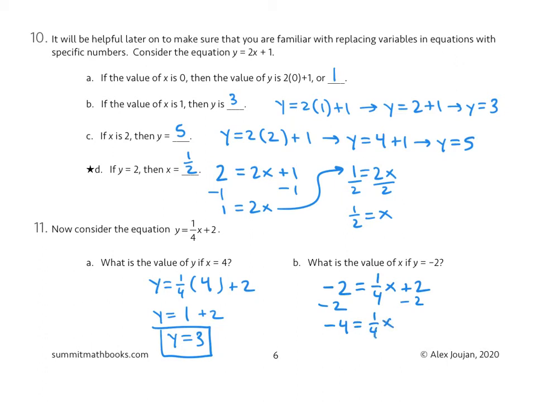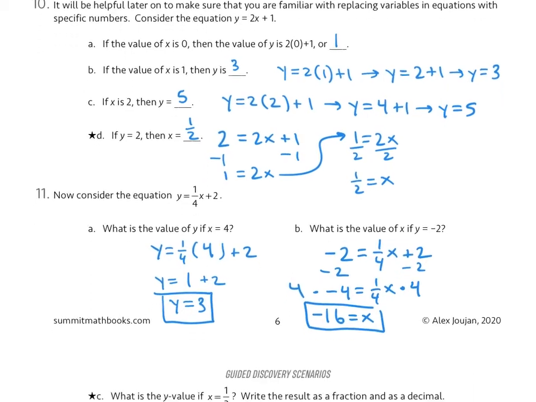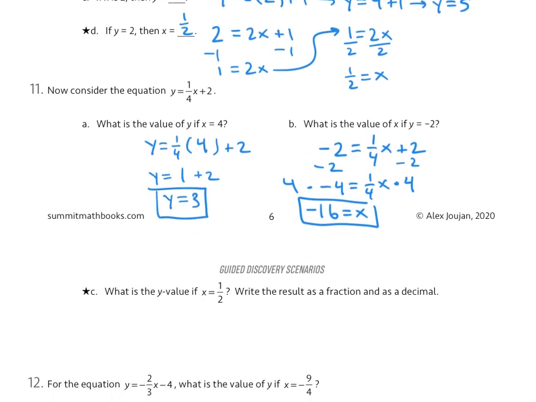If I don't know, I can undo multiplying by 1/4 by multiplying both sides by the reciprocal of 1/4, which is 4. Multiply the left side by 4. 4 times negative 4 is negative 16. So negative 16 is equal to x. If x is negative 16, then y will equal negative 2. Moving on to part C, which is on the next page.